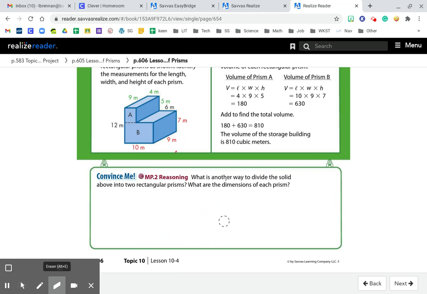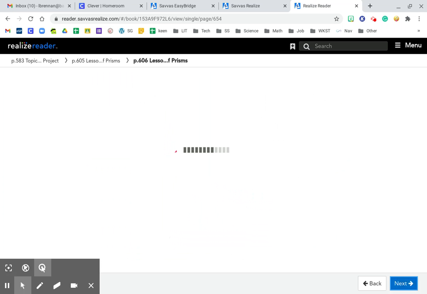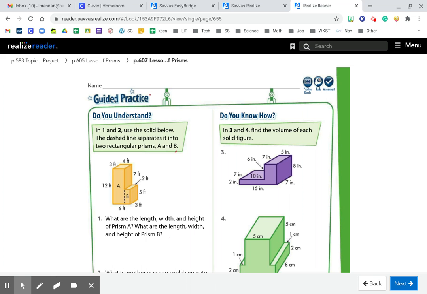That's our job today. So you're only going to see a couple problems on the next page. Don't get scared because there's 5,000 little numbers on there. For number 1, they divide it for you. What is the length, width, and height of prism A and the length, width, and height of prism B?